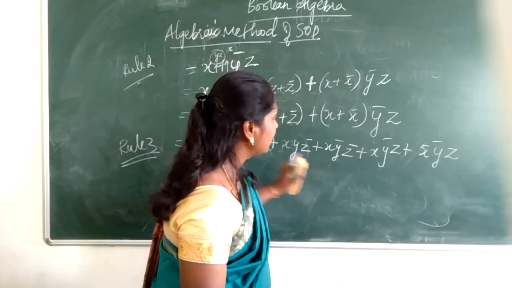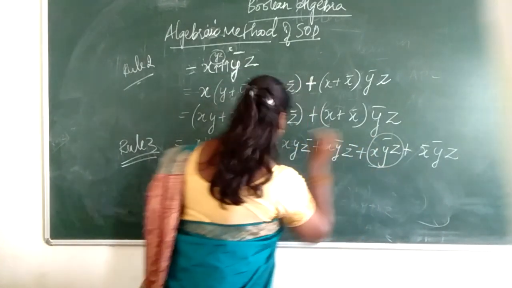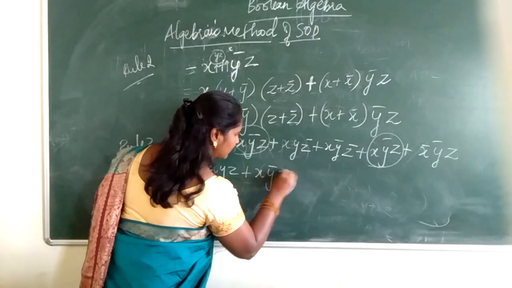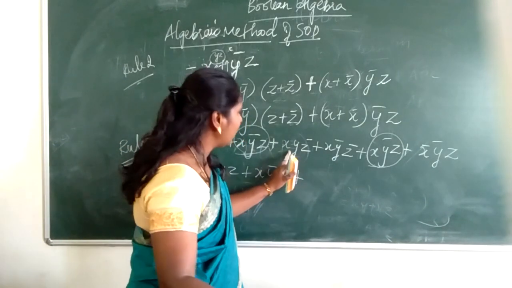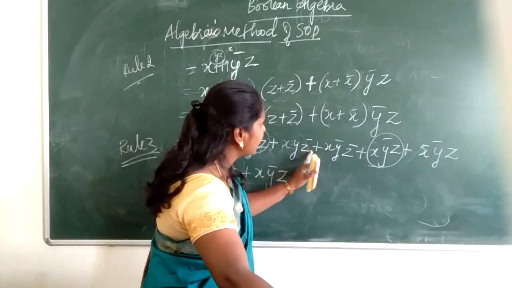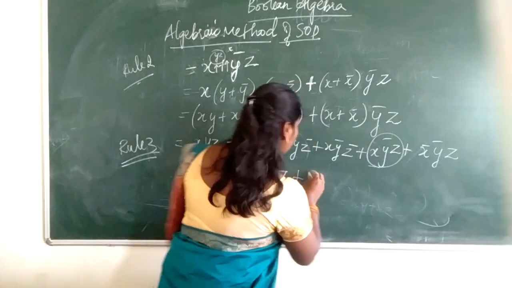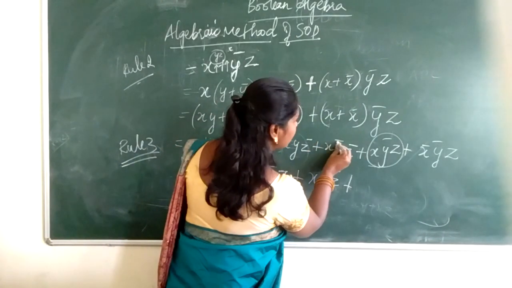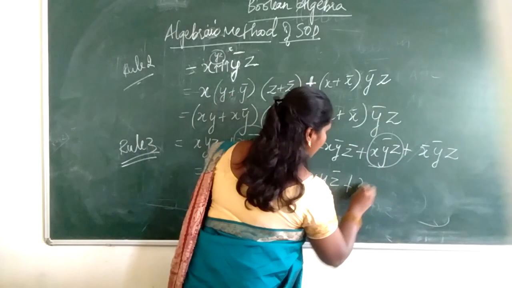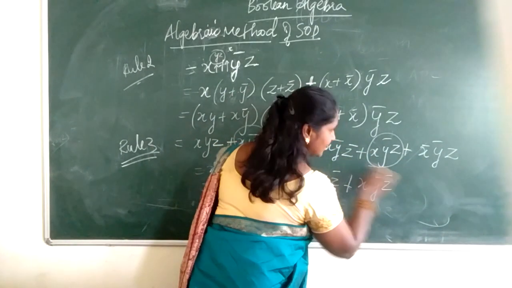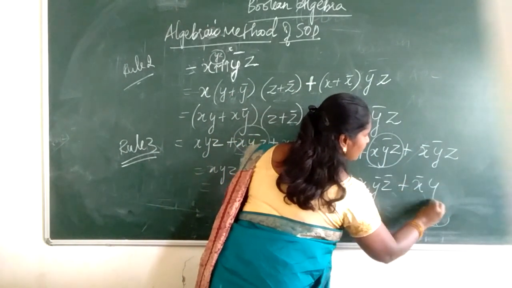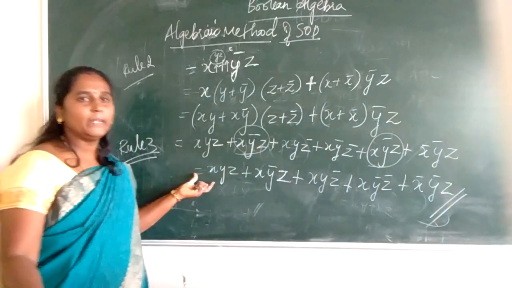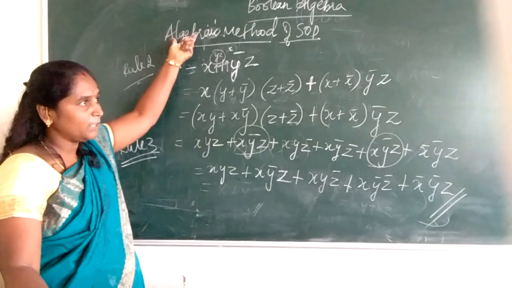x, y bar z. It is present here. So once I write it, plus x, y bar z. Next, see anything which has x, y, z bar. No. So I write it x, y, z bar. Next, x bar, x, y bar, z bar. No. x, y bar, z bar as it is. Next, x bar, y bar, z. So this is the canonical expression or min-term expression using an algebraic method.